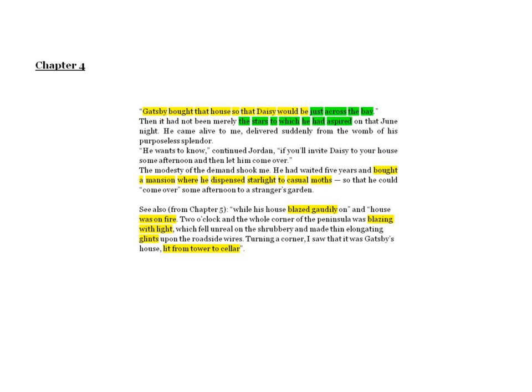Speaking of bright things to attract women through wealth and displays of wealth, all the yellow stuff here. Gatsby bought that house so Daisy would be, come to the green stuff in a moment, dispensed starlight to casual moths. Moths and fluttering is something regularly associated with female characters of beauty in this novel. More on that in the women part of the video. All the references to light and fire here as well. His house blazed gaudily on fire, blazing with light, glints lit from tower to cellar.